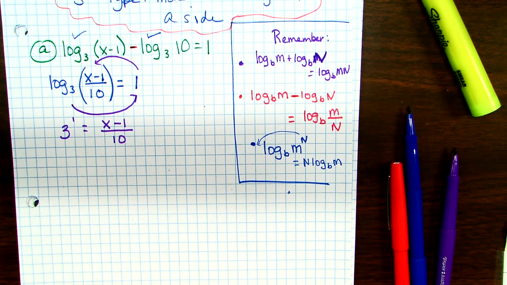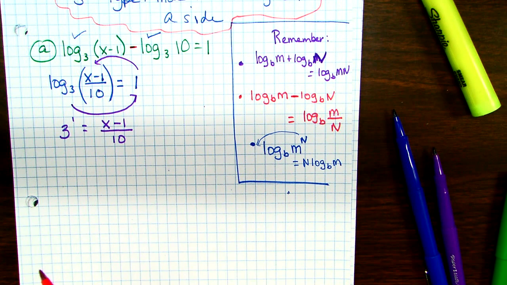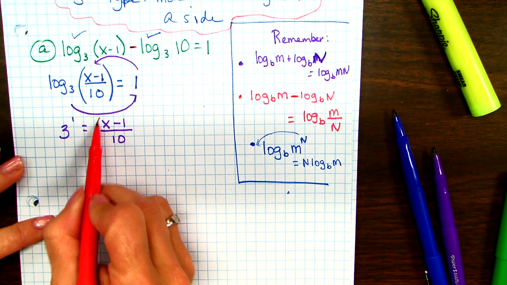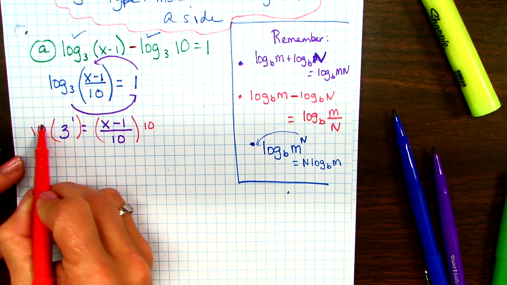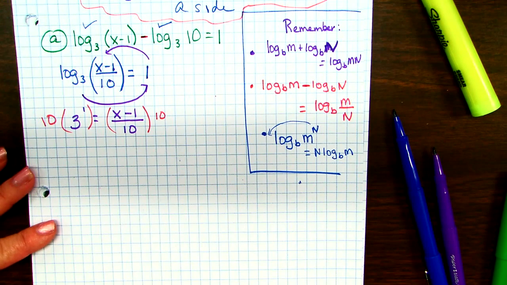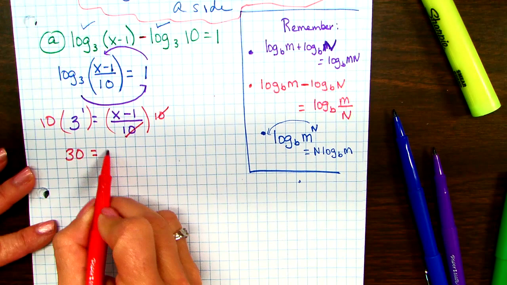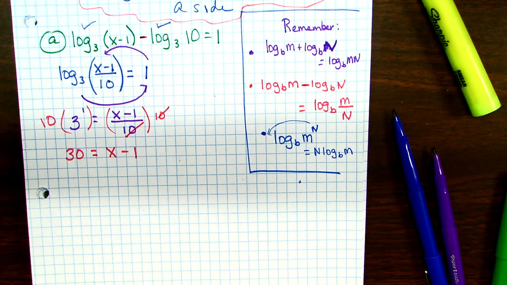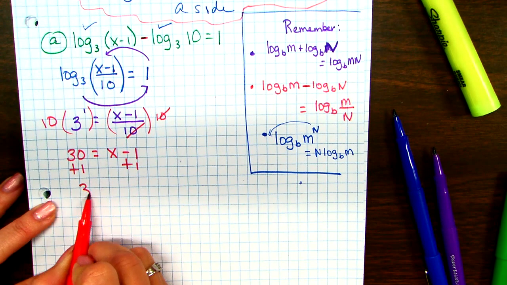Okay, we have to solve for x. Remember, even though you guys look at this as a fraction, think of it as division. This is x minus 1 divided by 10. The opposite of division is multiplication. So I'm going to multiply both sides by 10. So I get 30 equals x minus 1. Look how simple the equation just became, right? So those 10's canceled. 10 times 3 is 30. And then we would just add 1.